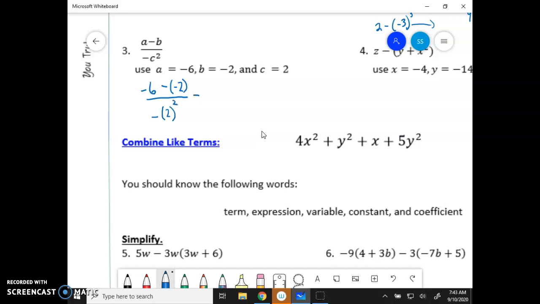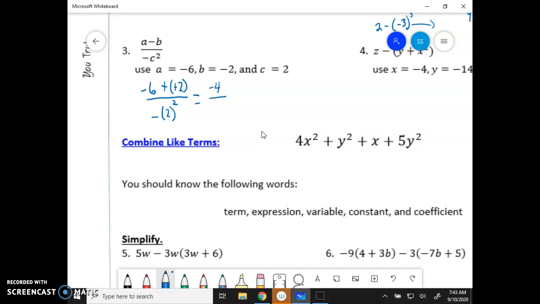All right, so like I mentioned before, we want to solve everything on the top and on the bottom before we divide, okay? So the first thing we should do is solve the top, all right? So we have a negative to the left of the parentheses, so I just want to change this to positive and change that to positive. Okay, so we got negative 6 plus 2, which is going to be negative 4.